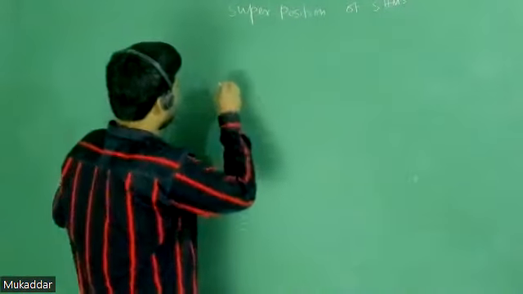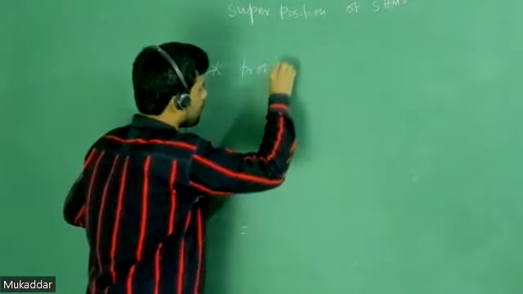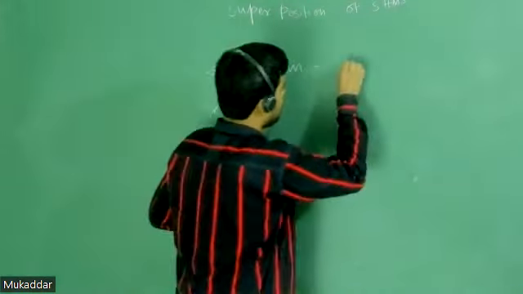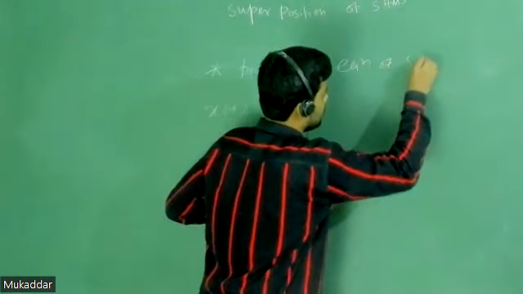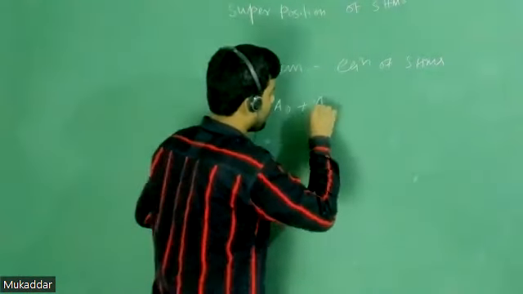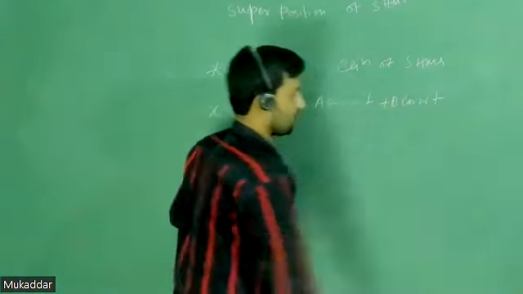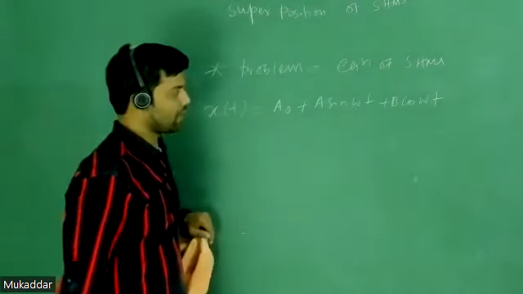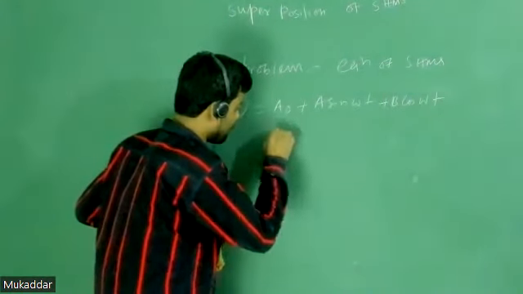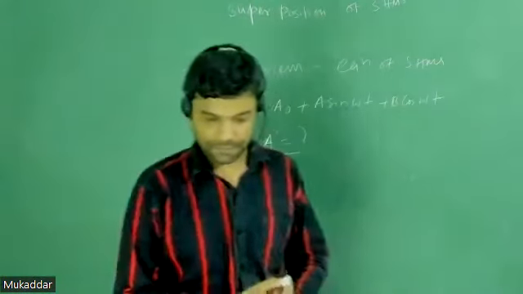Now, if I ask another question from SHM, this is also a problem. Suppose you have an equation of SHM given, like A naught, then A sine of omega t plus B cosine of omega t. Now you have to find the amplitude of the resultant wave.